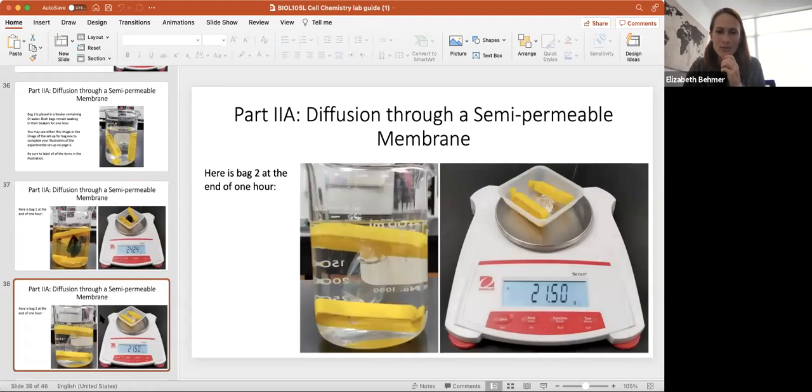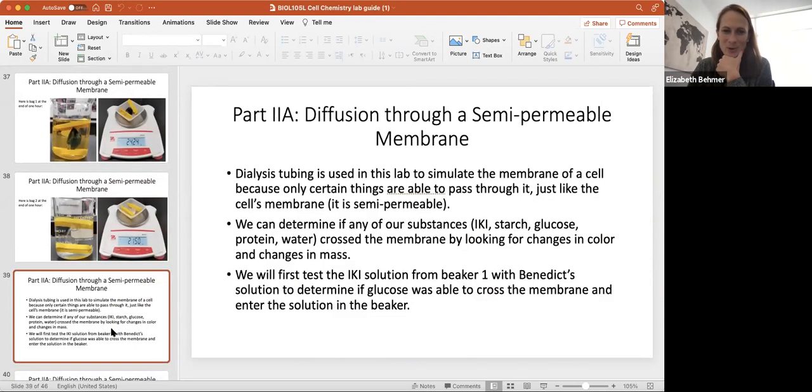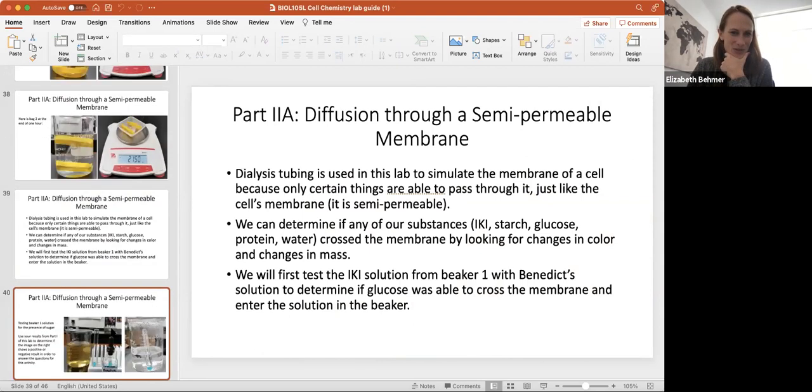So you will weigh both bags again. Here's bag 2 at the end of 1 hour. You'll notice any change or difference in weight to see if any protein was able to leak out or into the bag, because a difference in weight will show you if it has more water or less water, or more protein or less protein. And this takes you through this diffusion experiment.